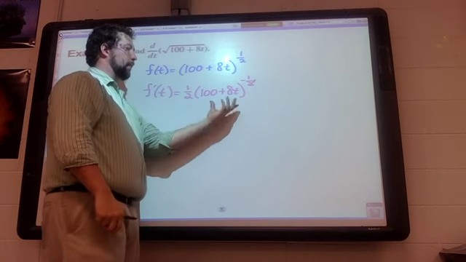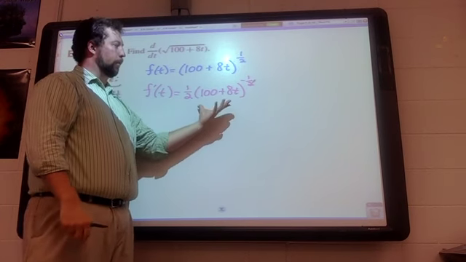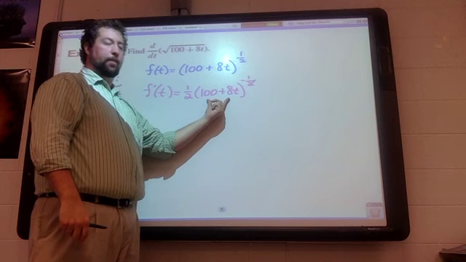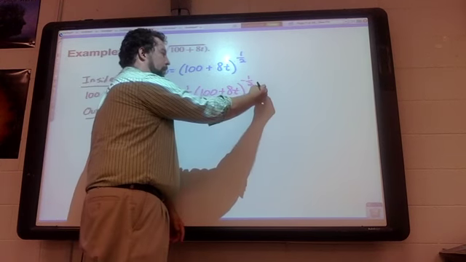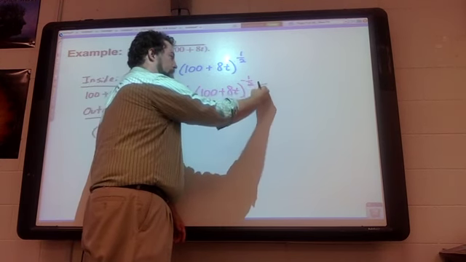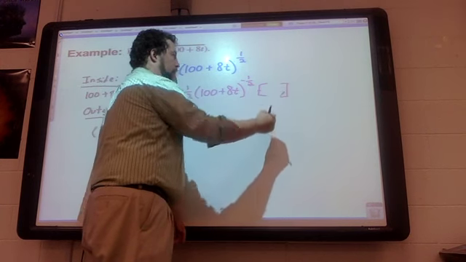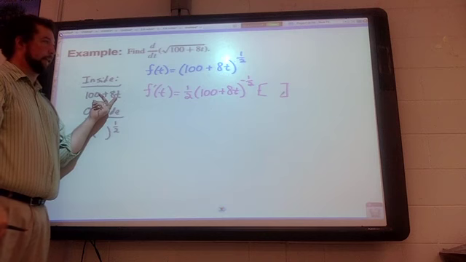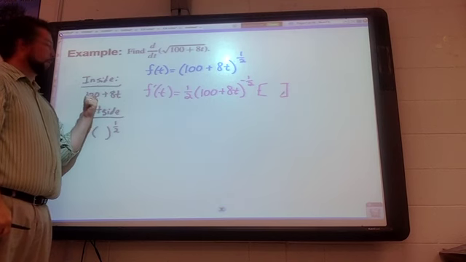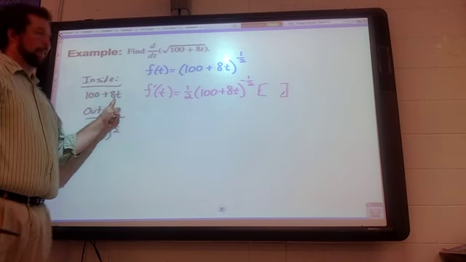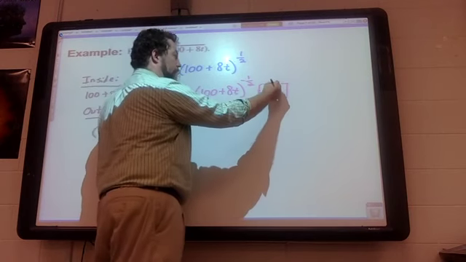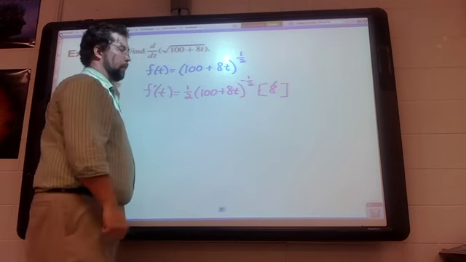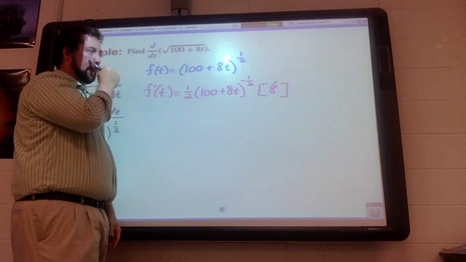So we're doing the derivative of the outside with the inside still there. Derivative of the mom with the baby still inside. All right, then we say times, put a big old bracket for the next part, the derivative of the inside. The inside is just 100 plus 8t. Derivative of 100 goes to 0. Derivative of 8t just goes to 8. All right, and that's it.